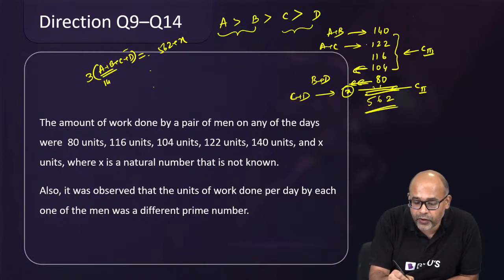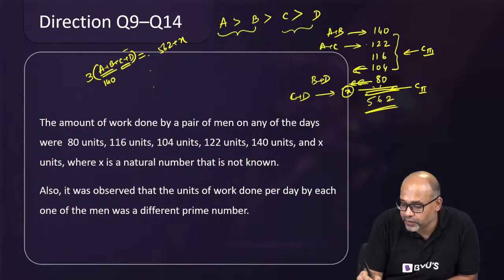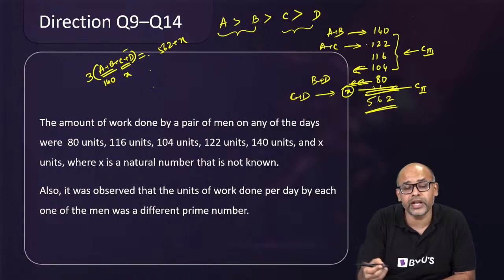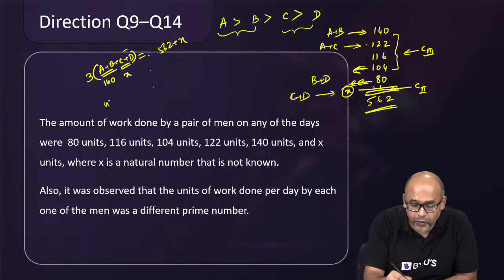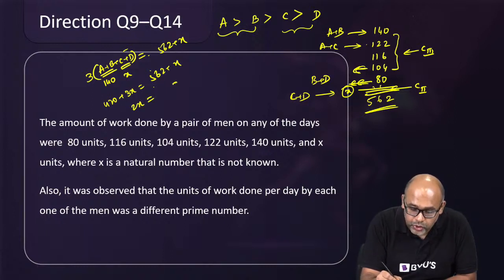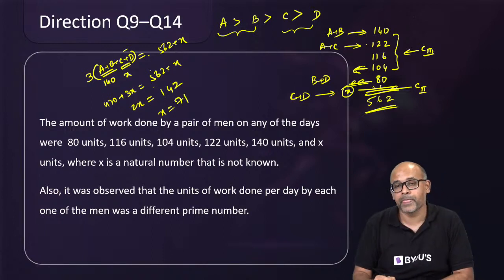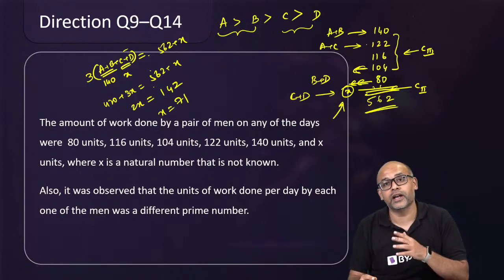Now A plus B is 140. C plus D is what? C plus D is X. So 3 into 140, 420 plus 3X is 562 plus X. This gives you 2X equal to 142. So X will be equal to 71. So X is coming as last number, no problem.